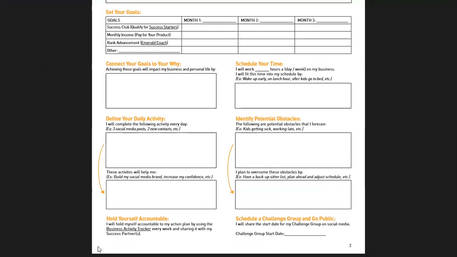If you don't know exactly how these activities are going to improve you and your business, you're a lot less likely to actually go out and make sure that they get done. All right. Identify potential obstacles.